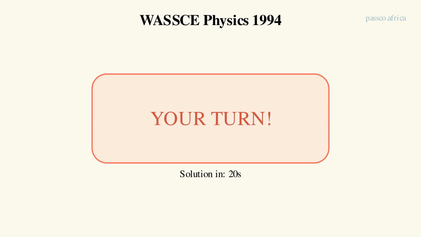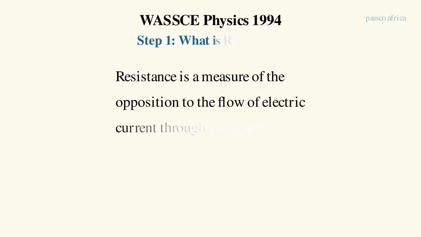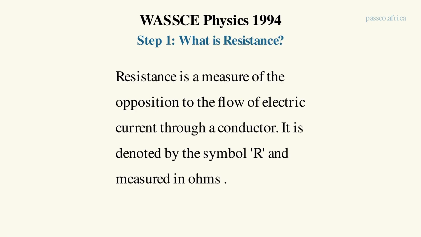Step 1. What is resistance? Resistance is a measure of the opposition to the flow of electric current through a conductor. It is denoted by the symbol R and measured in ohms.